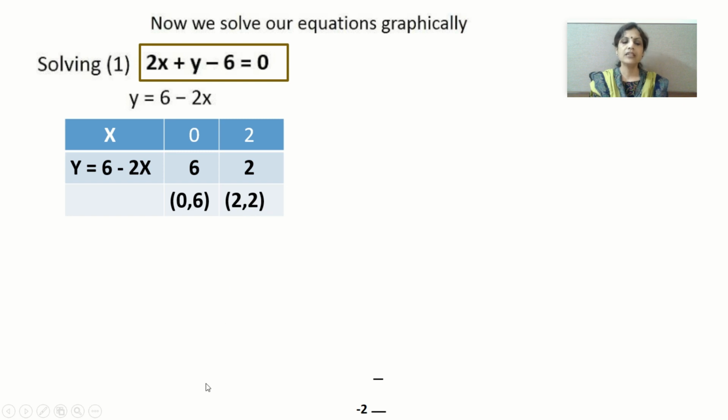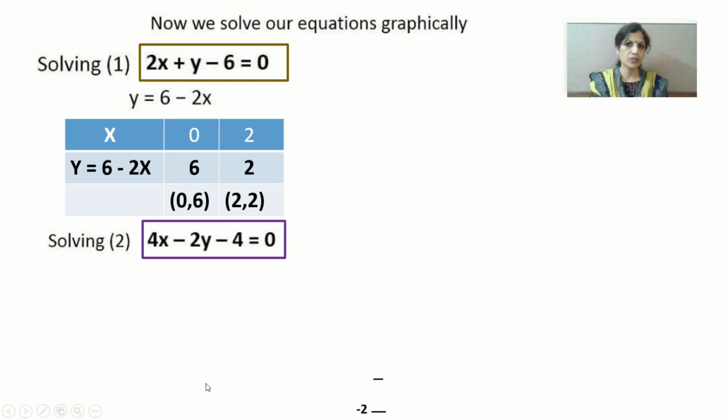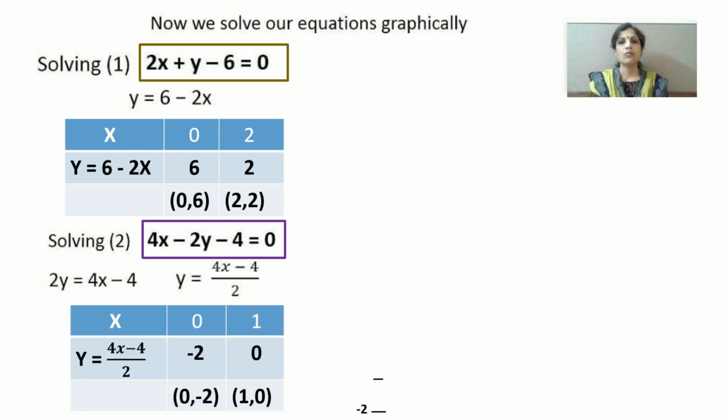Now let's consider the second equation. 4x minus 2y minus 4 is equal to 0. So we'll arrange it in this manner. 2y is equal to 4x minus 4, and therefore y is equal to 4x minus 4 upon 2. Let's prepare the table. So x coordinate and y is equal to 4x minus 4 upon 2.